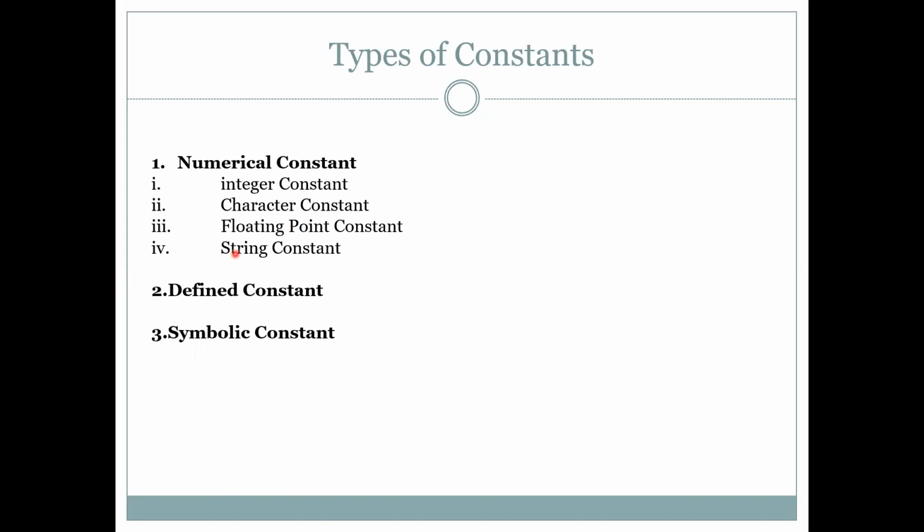So now what is a string? A string is a combination of characters. The collection of character values is nothing but your string. Okay. Then the defined constant and symbolic constant.